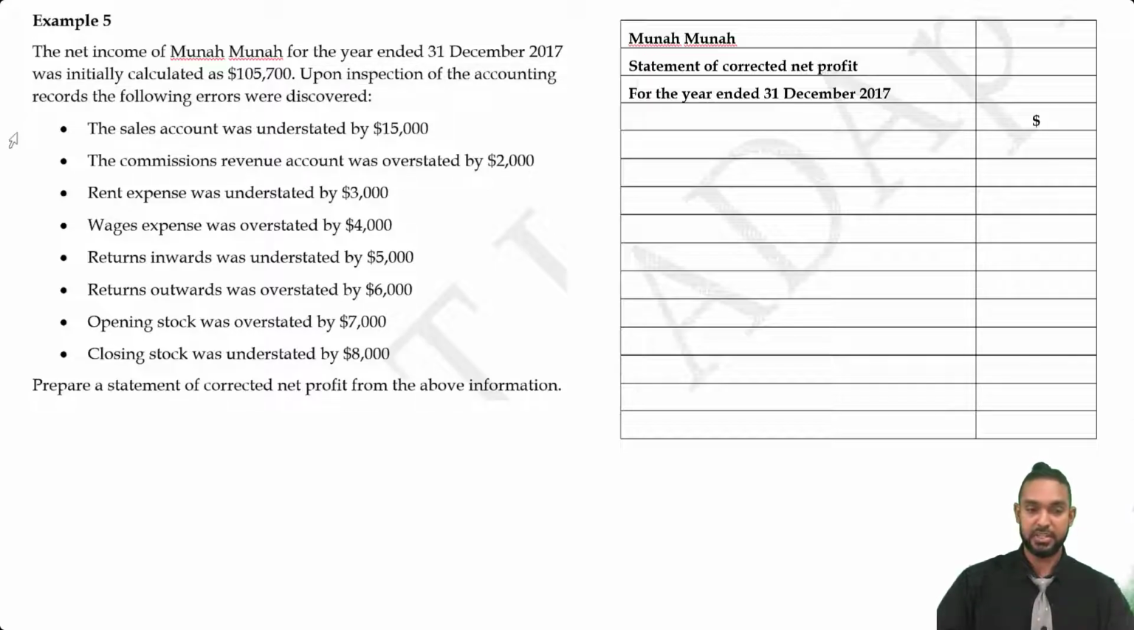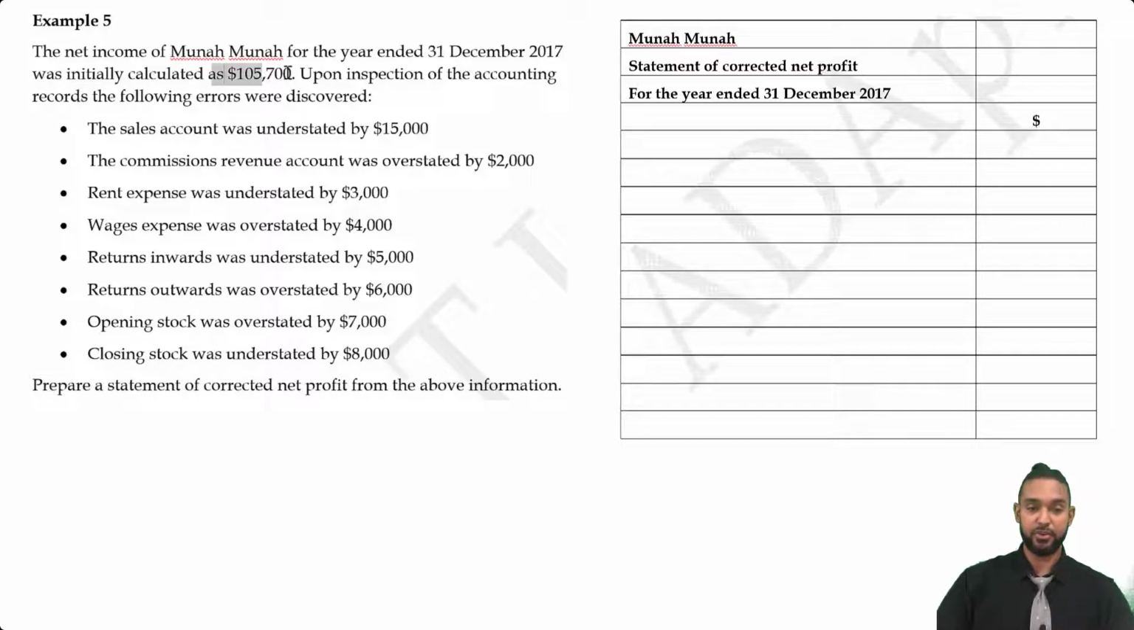So let's go. Sales was understated by 15,000. Commission revenue was overstated by 2. Rent expense understated by 3. Wages expense overstated by 4. Returns in understated by 5. Returns out overstated by 6. Opening stock overstated by 7. Closing stock understated by 8. And we have to prepare a statement of corrected net income or net profit from the above information.